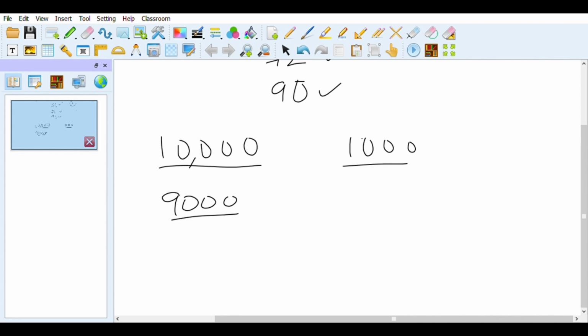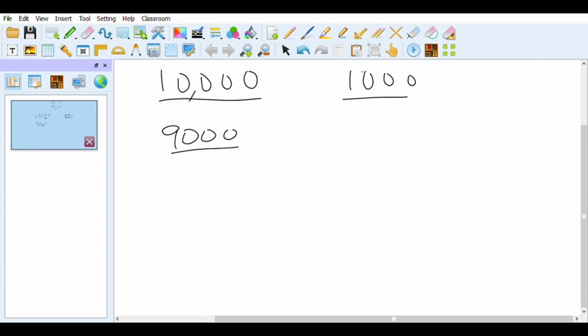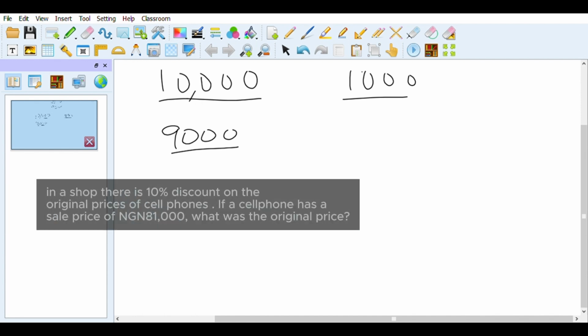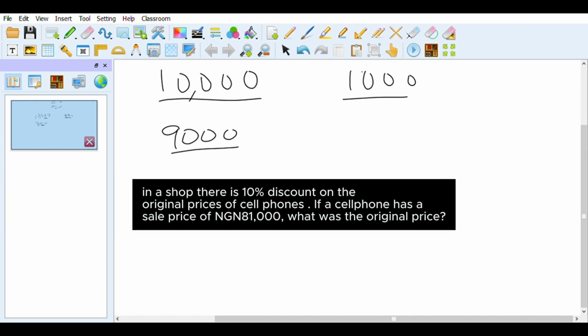Okay. In most cases, discount is given in terms of percentage. So let's look at this. The question says, in a shop, there is a 10% discount on the original prices of cell phones. There is a 10% discount.